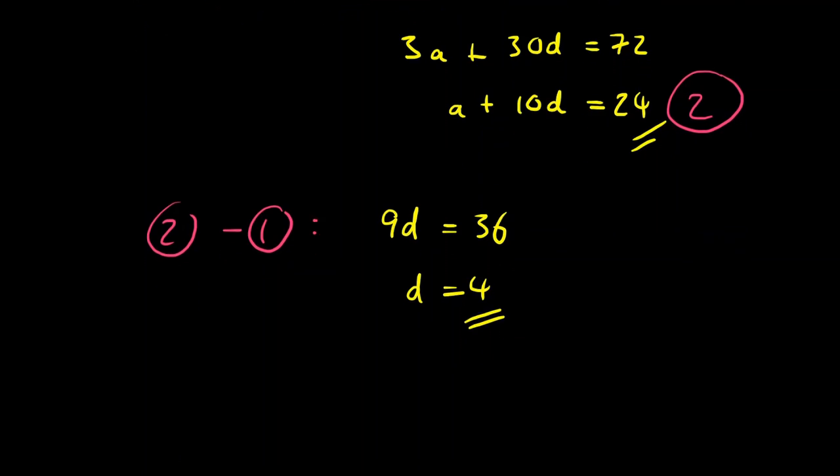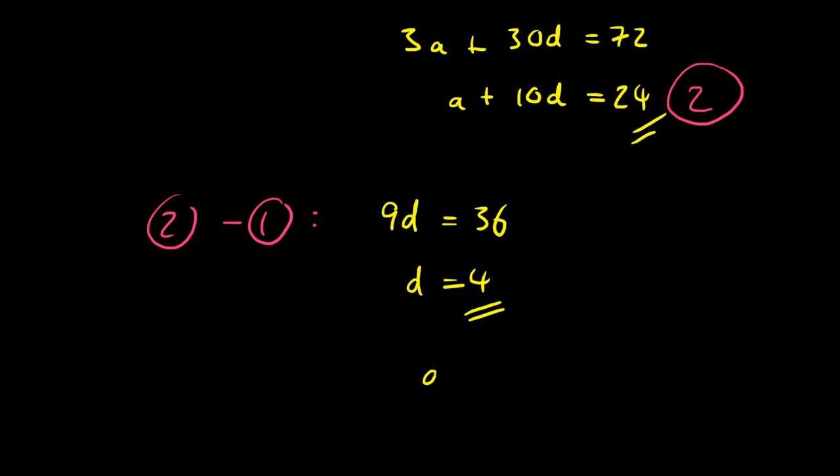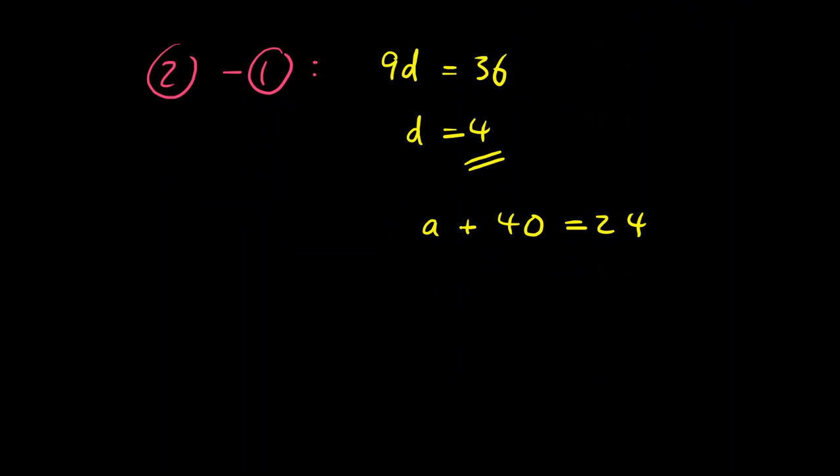And if d is equal to 4, we can just substitute in, can't we? a plus 10 times 4 is 40, is equal to 24. And therefore, a is equal to 24 minus 40, which is going to be negative 16. So our first term should be negative 16. Our common difference will be 4.